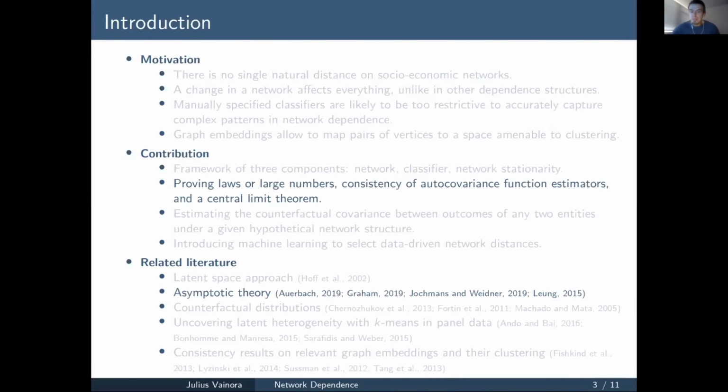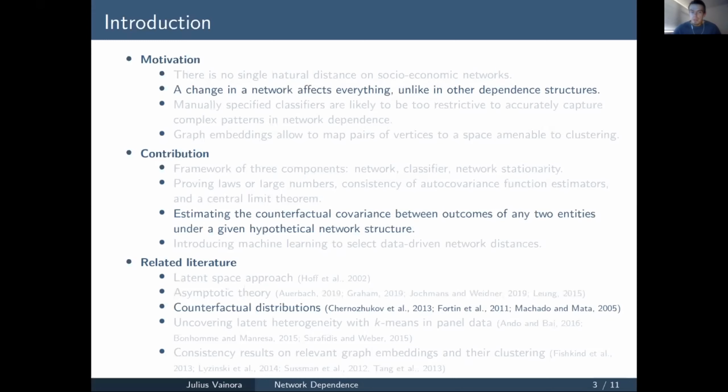Then, as I said, given the framework, I will be able to show you a couple of laws of large numbers, consistency of autocovariance functions, and the central limit theorem. Then there's a bunch of papers on asymptotic theory with network data. Roughly the main difference there is that I do not consider a network formation model, and my assumptions are of a somewhat high level.